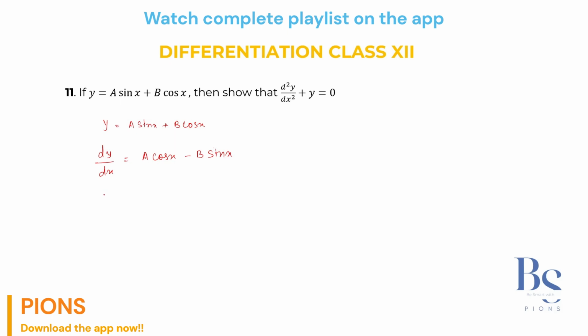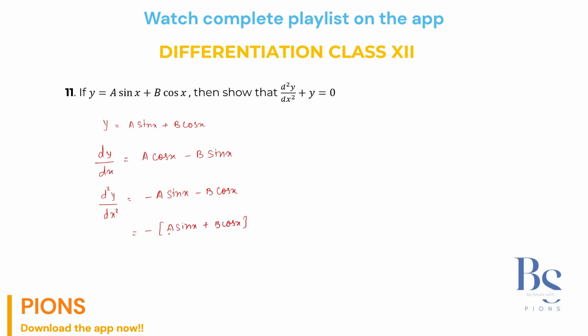Let's differentiate it once more to get the double derivative, d square y by dx square. So minus a sin x, and derivative of cos x is minus sin x, so minus b cos x. It won't change the sign. Clear? Now, if you look at this expression on the right hand side, if I take a negative sign common, I am left with a sin x plus b cos x.